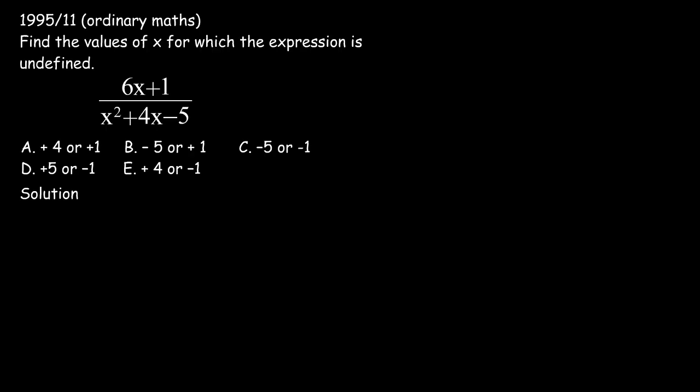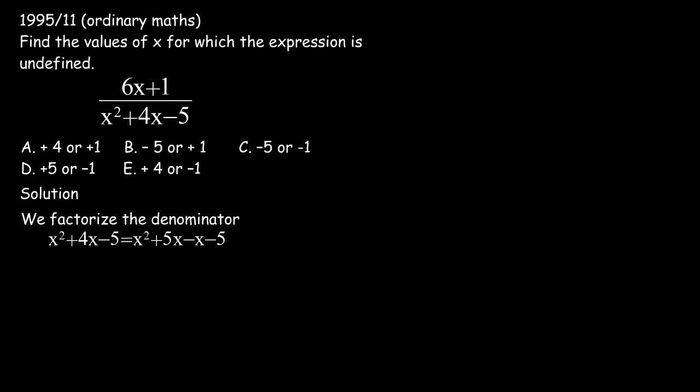We have another question from SSC 1995, and it states: find the values of s for which the expression is undefined. The expression being 6s plus 1 divided by s squared plus 4s minus 5, and we are given the options. Now we know that for our expression to be undefined, our denominator will be equal to 0. Since it is a quadratic denominator, we are going to be factorizing it. Looking for two numbers which, when we multiply them, give us minus 5, and when we add them give us 4, the numbers are plus 5 and minus 1.